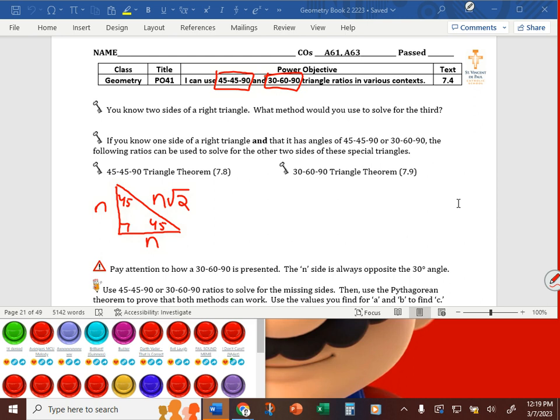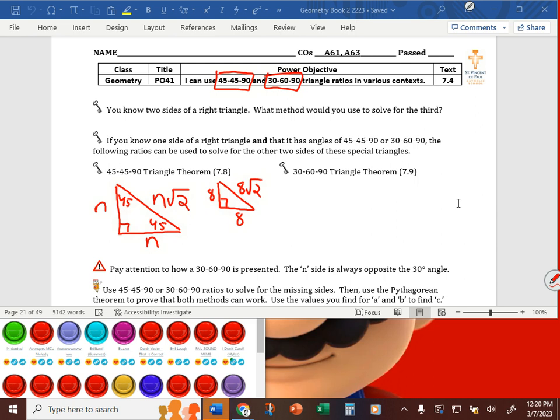So, if I give you a 45, 45, 90 triangle, and I tell you that one leg is 8, without using the Pythagorean theorem, and really without using any math calculation, if you memorize this relationship, you are then able to tell me what the other leg is as well as the hypotenuse. The other leg is 8. And the hypotenuse is? 16. Not 16. 11.3137085, which is equivalent to 8 root 2.